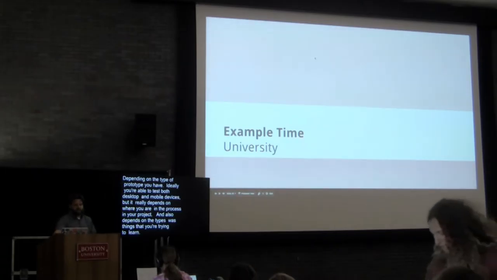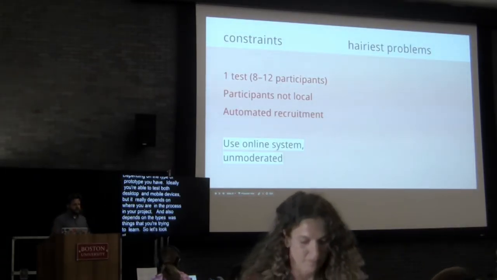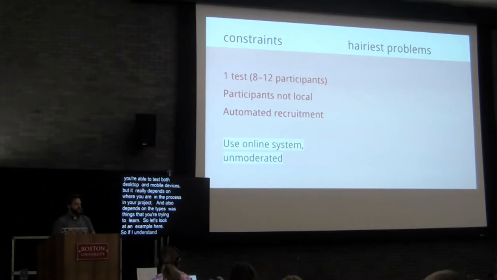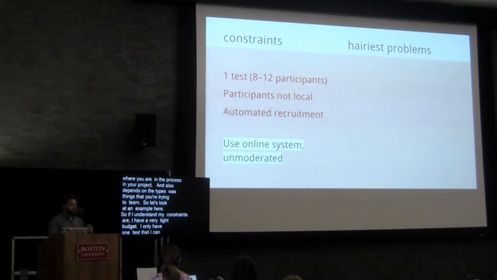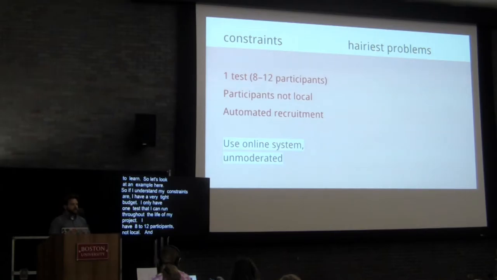Well, let's look at an example here. So if I understand my constraints are, I have a very tight budget. I only have one test that I can run throughout the life of my project. I have those 8 to 12 participants. My participants are not local, and I actually don't have a list at my disposal, or the client doesn't have a list at their disposal. I know that I need to use some kind of automated recruitment. So that tells me I'll probably end up using an online system, and it'll be an unmoderated test.